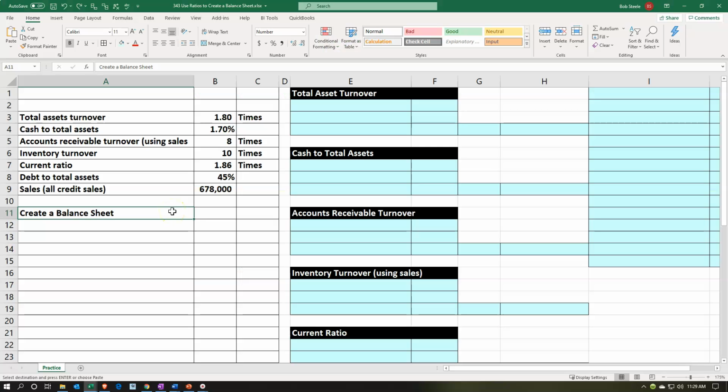Here we are in Excel. We have our information on the left-hand side. We're going to put that information into the blue area into our worksheet on the right-hand side, calculating our amounts, our ratios, and then using the balances to calculate or populate the balance sheet. We're going to be doing the calculations basically in the reverse order. In other words, we will be starting with the ratios, then calculating the account balances from them.